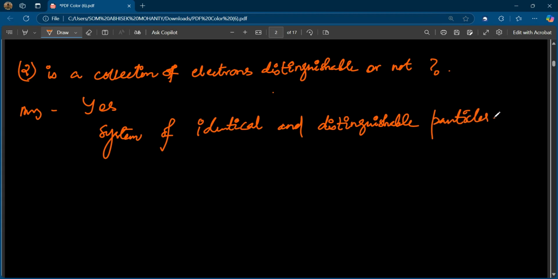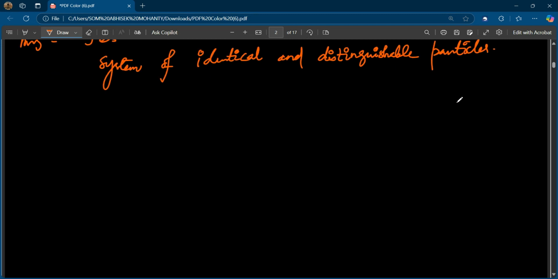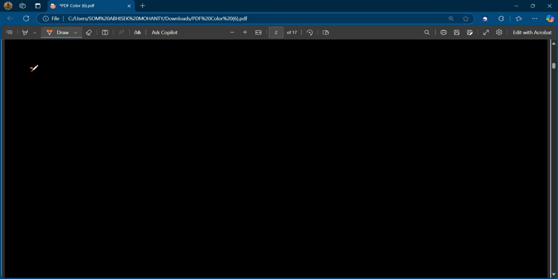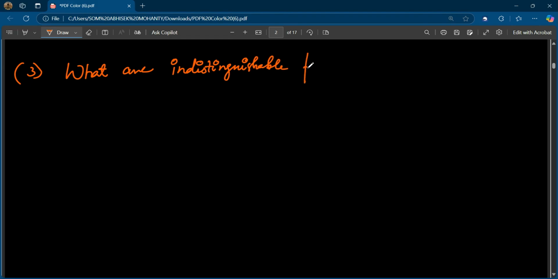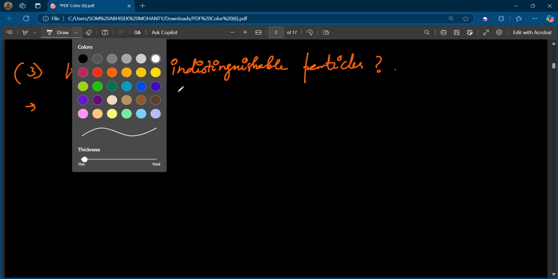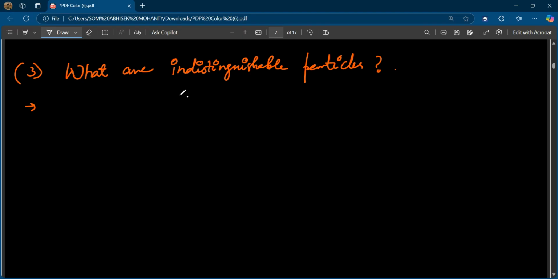Next, let's move to indistinguishable particles. What are indistinguishable particles? Again, the opposite of distinguishable: particles having overlapped wave function are indistinguishable particles.